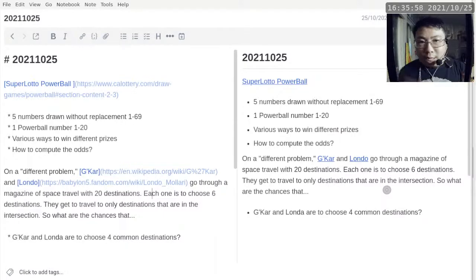So now the question is, what are the chances that they would choose 4 common destinations? So how would you solve this problem? How do you approach this problem? That becomes what we're going to talk about next. So instead of waiting for me to give you the answer, think about it a little bit. How would you solve this problem? How would you approach it?